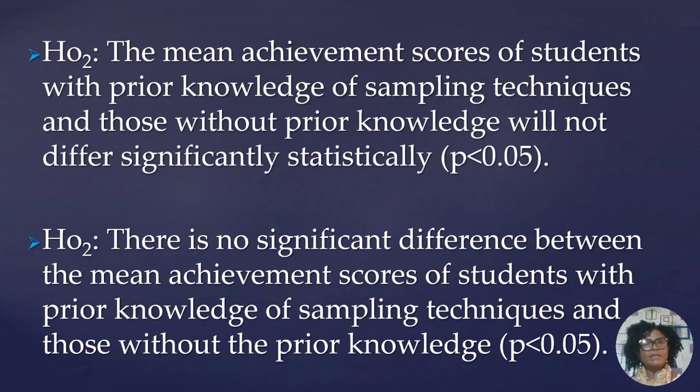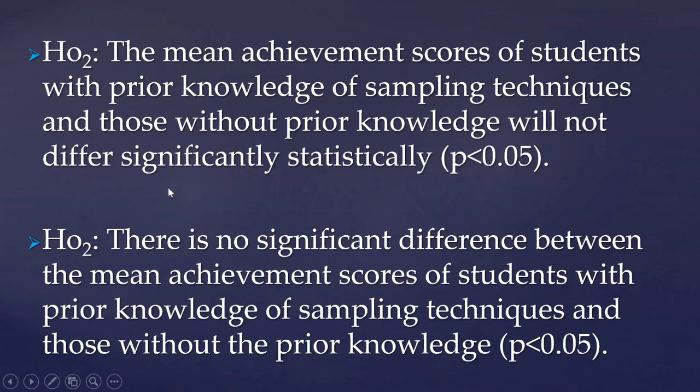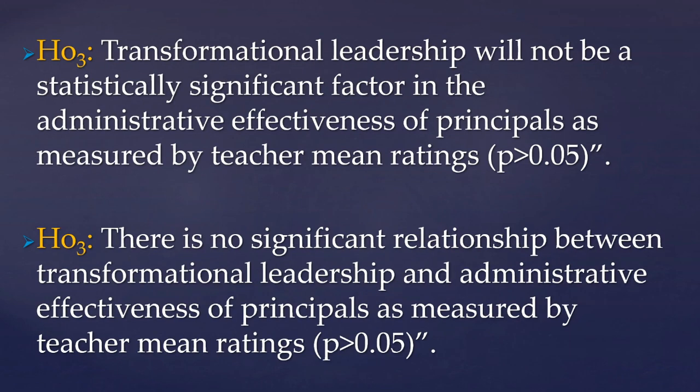If you want to develop another hypothesis: the mean achievement scores of students with prior knowledge of sampling techniques and those without prior knowledge will not differ significantly statistically. In brackets, probability less than 0.05. That is where you are testing for the significant difference. Another way of stating this hypothesis is: there is no significant difference between the mean achievement scores of students with prior knowledge of sampling techniques and those without prior knowledge, as already explained.